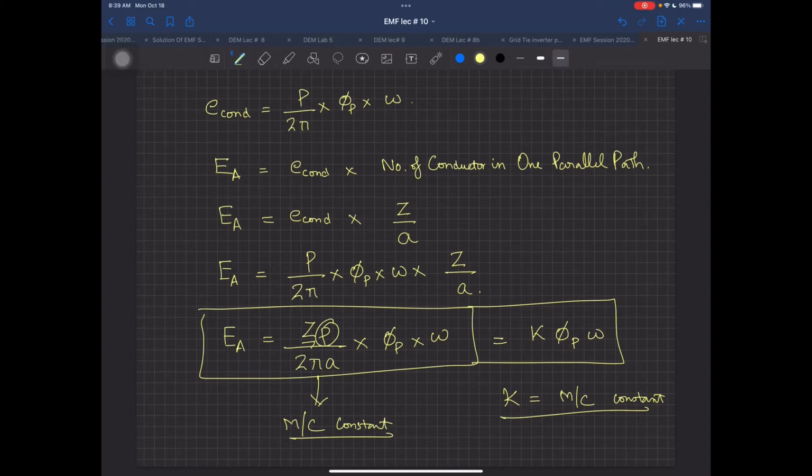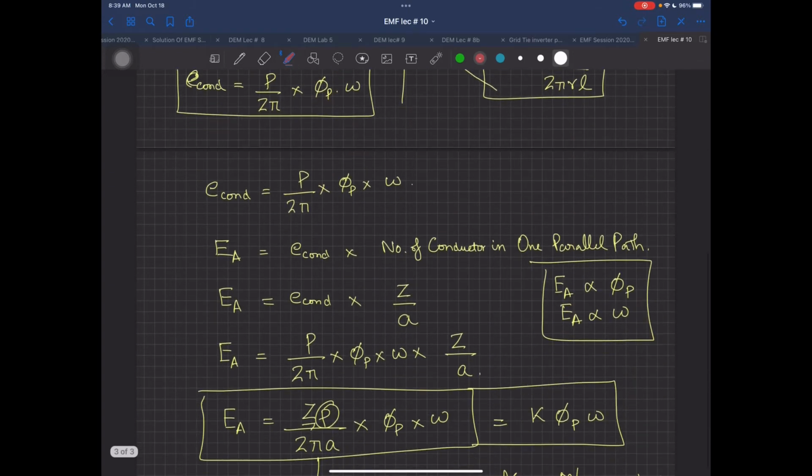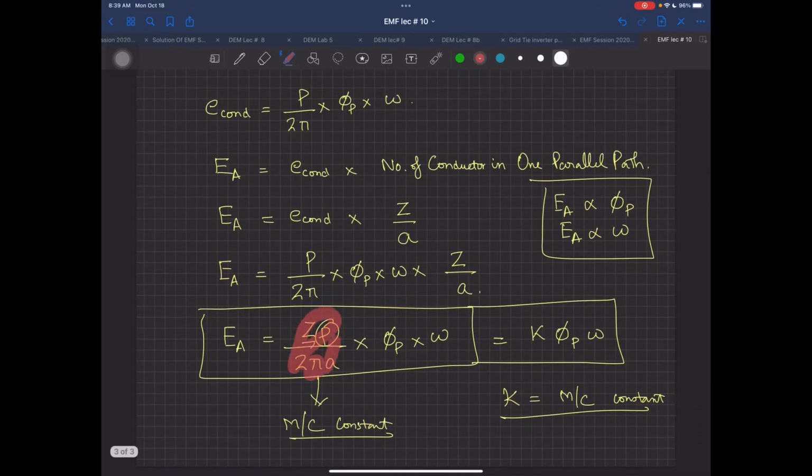So this K is the machine constant, and as it tells you over here, this EA is proportional to your phi P, which is the flux per pole, and EA is proportional to omega. So I guess from where we started, if you remember, this one over here was also a machine constant. But it was only a constant value. Why? Because it was only one single coil. But now what I have over here is ZP over 2 pi A, and this is again another constant, because this K is a machine constant.